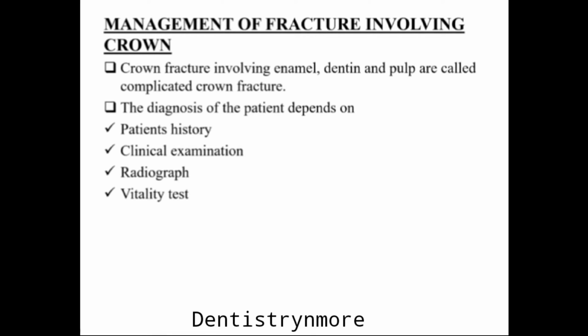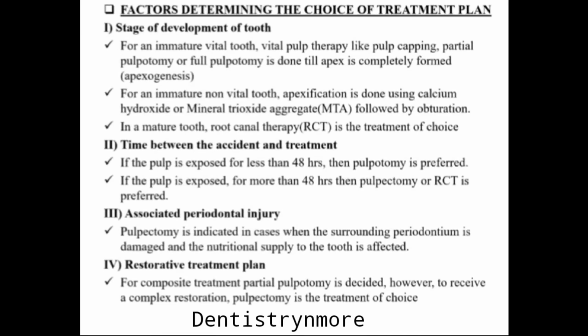Now we are moving to the management of fractures involving the crown. This crown fracture involves enamel, dentine and pulp. They are called complicated crown fractures. The diagnosis can be made by patient's history, clinical examination, radiograph and vitality test. The factors determining the choice of treatment plan, the first one is the stage of development of the tooth. In case of an immature vital tooth, vital pulp therapy like pulp capping, partial pulpotomy or full pulpotomy can be done until the apex is completely formed.